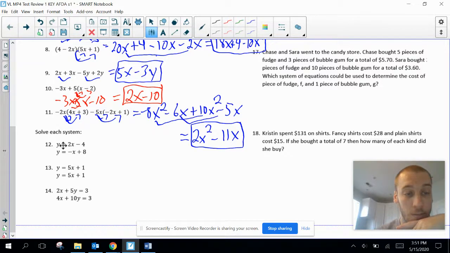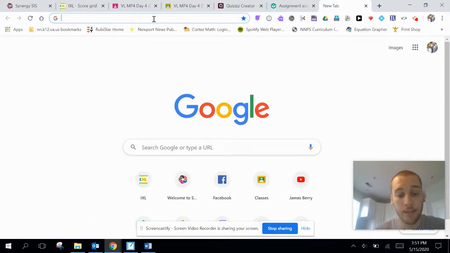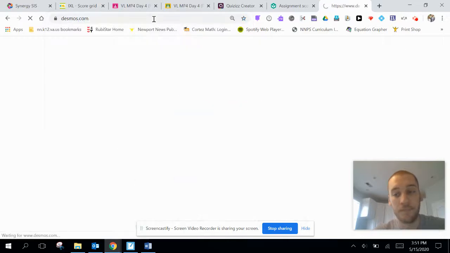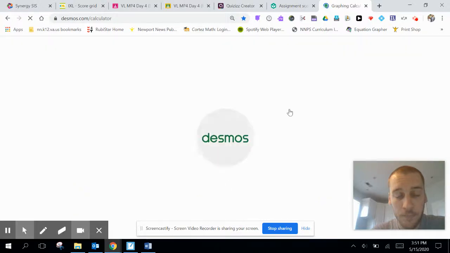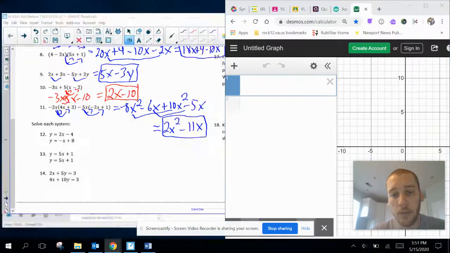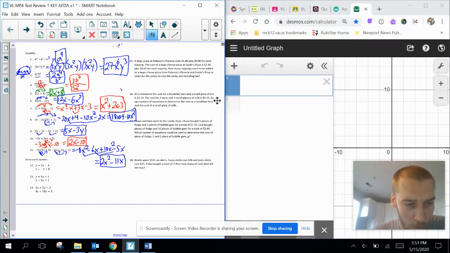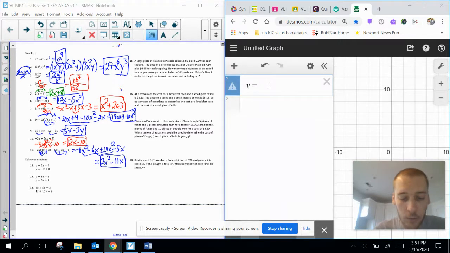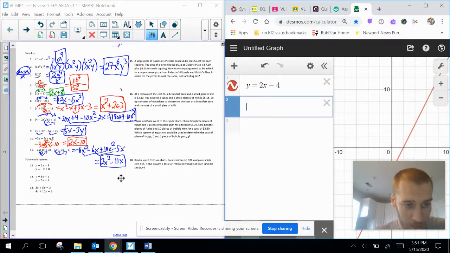So all I'm going to do is take this and type it into Desmos. So you just go here, type in desmos.com. We're going to start graphing. And let's just take a look. You just put these in as they are. We want y equals 2x minus 4. That's one line. And the other one, y equals negative x plus 8. Just type it in just like it is, negative x plus 8.